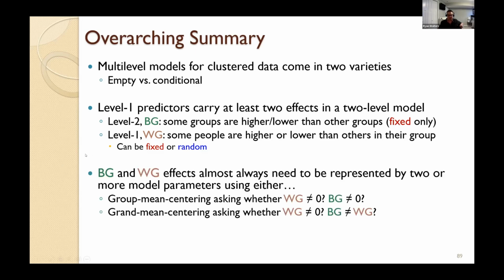Between and within group effects almost always need to be represented by two or more model parameters. They definitely do in grand mean centering. They don't necessarily need to in group mean centering. Again, group mean centering relieves you of having to keep track of the level 2 piece. But again, the reason I presented grand mean centering in such explicit detail is because that's really what people care about with clustered data. Seems to be anyways.